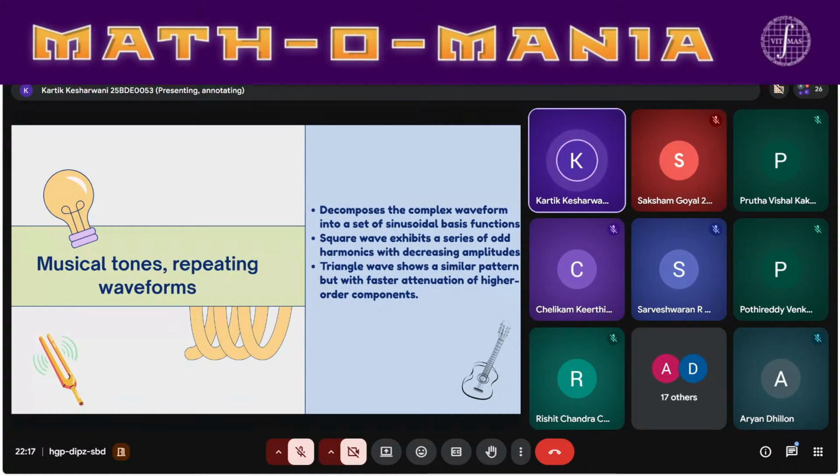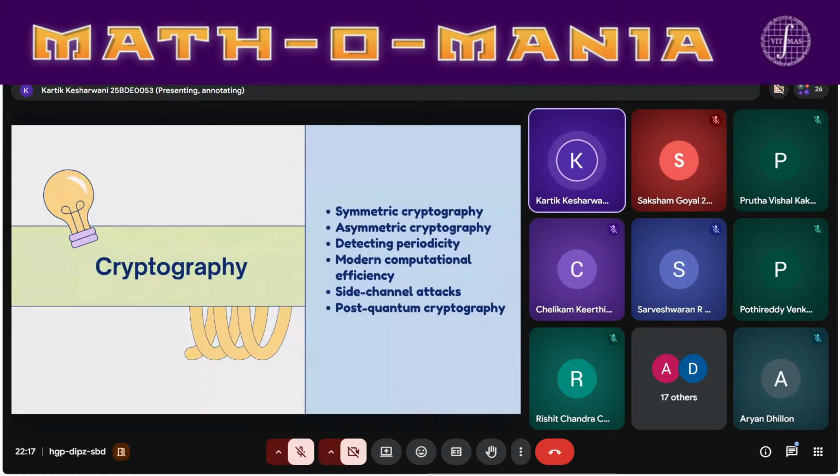Coming to the last application of Fourier analysis: cryptography. Cryptography is the science of securing communication so that only the intended person can understand the message. At its core, it works by converting readable data called plain text into an unreadable format called cipher text using an algorithm and a key. Only someone who has the correct key can convert it back through decryption.